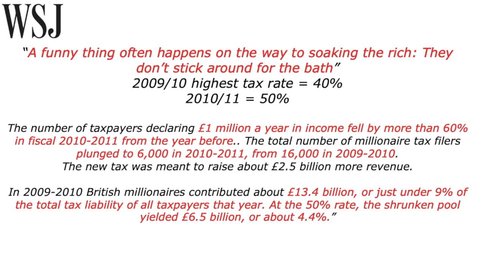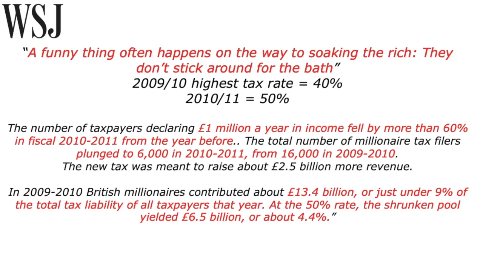The total number of millionaires filing their tax returns plunged from 16,000 in 2009-10 to 6,000 in 2010. The new tax was meant to raise about 2.5 billion more in revenue, but as I'll show you in a second with the graph, it definitely didn't. In 2009-2010, British millionaires contributed about £13.4 billion, or just under 9% of the total tax liability of all taxpayers. But when the rate was at 50%, that suddenly shrank, yielding 6.5 billion, or about 4.4%.